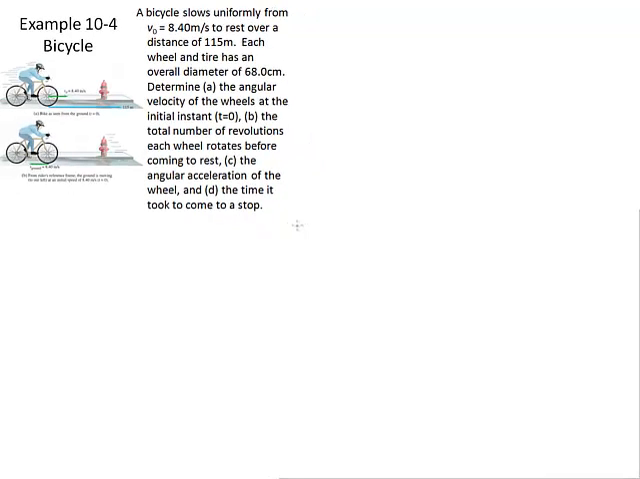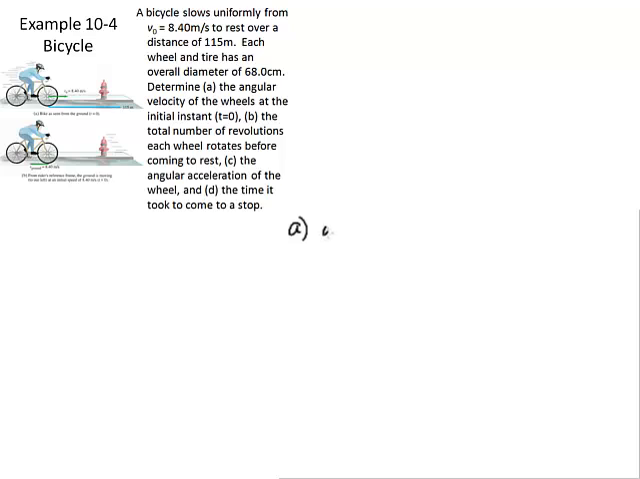For part A of this problem, let's consider that we're going to be in the frame of reference of the bicycle, so we're sitting on the bike, and the ground is initially going past us at a speed of 8.4 meters per second. That's the initial velocity of the bike. And since the tire is in contact with the ground at any moment, a point on the rim of the tire is moving at the speed v equals 8.4 meters per second in the reference frame of us on the bike.